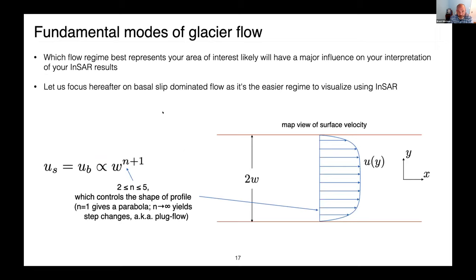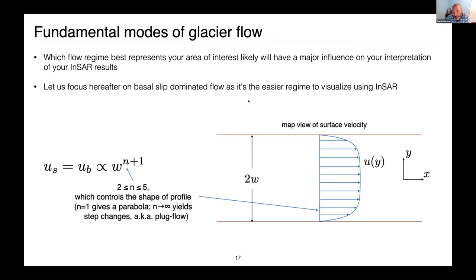Now, which one of these flow regimes best represents your area of interest is likely to have a major influence on your inference of your InSAR results. So if you're sitting in this class and you're thinking about using InSAR for glacier observations, just keep in mind this type of variability. It's common to simply assume one or the other within the field, but it's good to keep in mind that those are very often assumptions and not necessarily things that we have a great sense or understanding of. So we're going to focus hereafter, just to get down a few more concepts before we get to the end of all this.